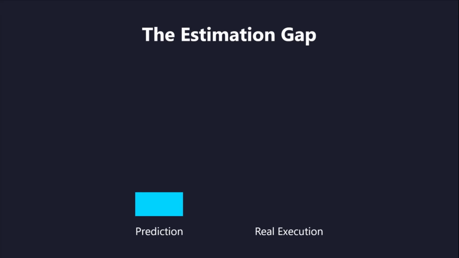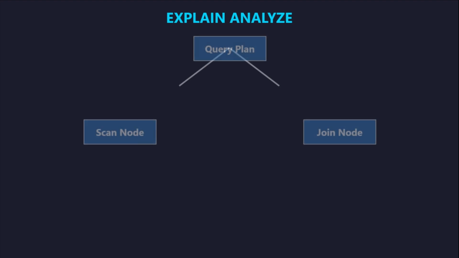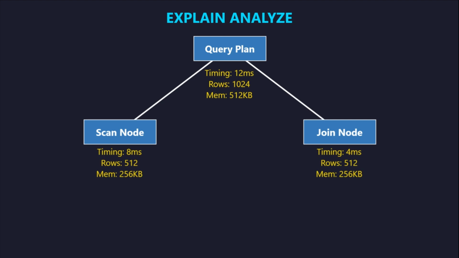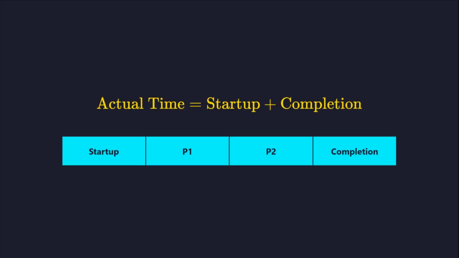Your database optimizer predicts milliseconds, but the real execution takes minutes because of stale statistics and physical disk latency. The explain analyze command executes the query and returns the actual timing, row counts, and memory usage for every node in the plan tree. Always set track internal input-output timing to on to differentiate between high central processing unit usage and slow storage subsystem response times.